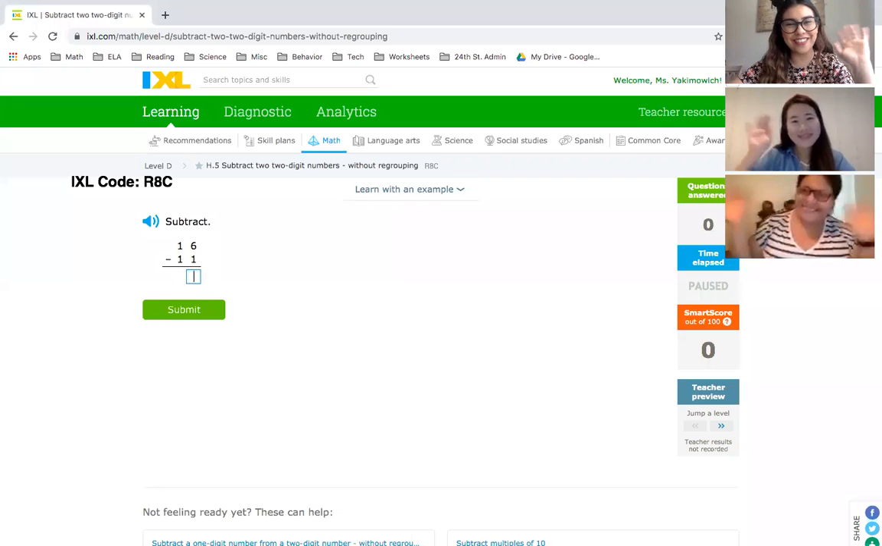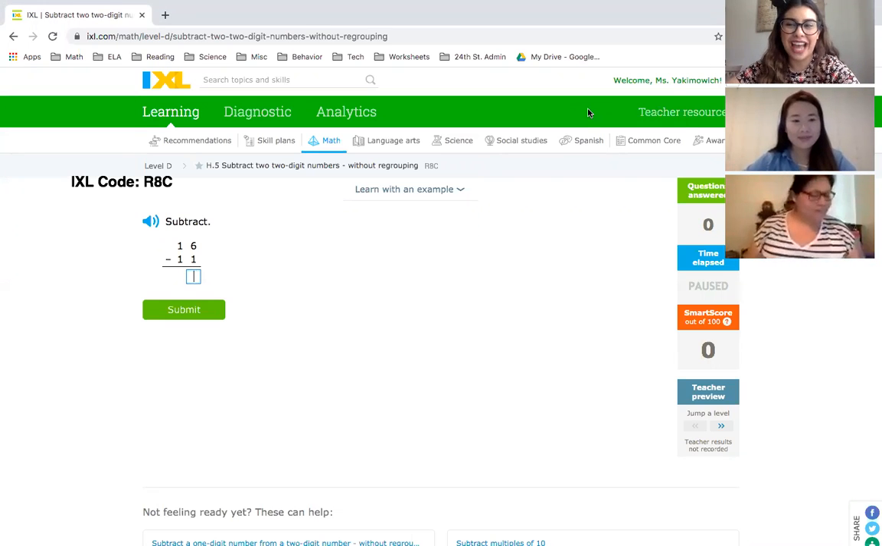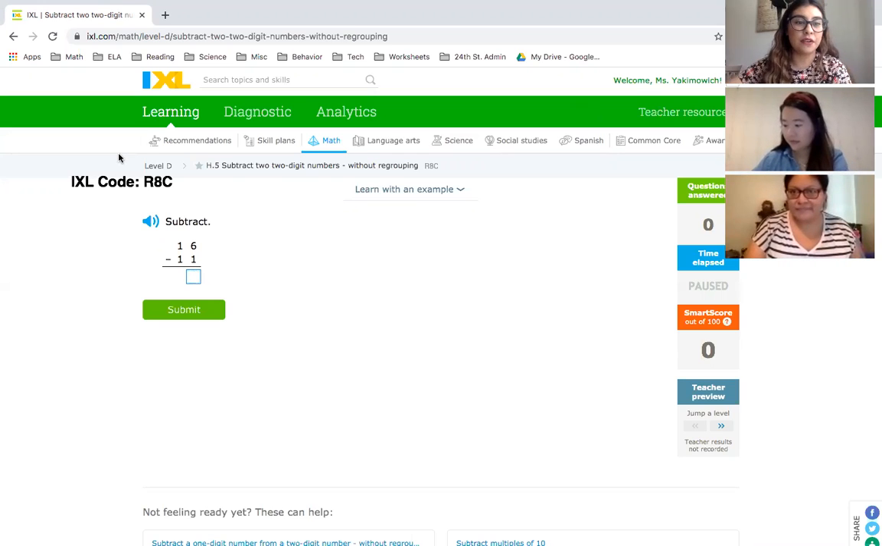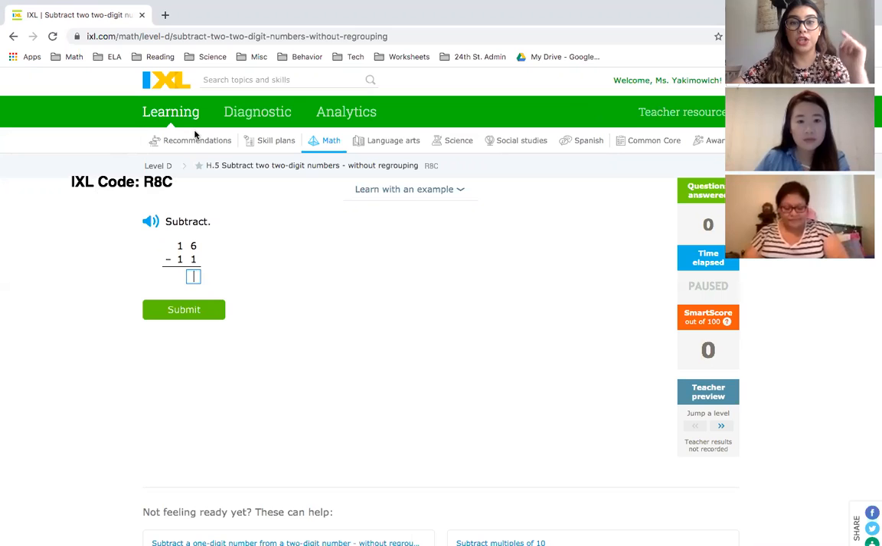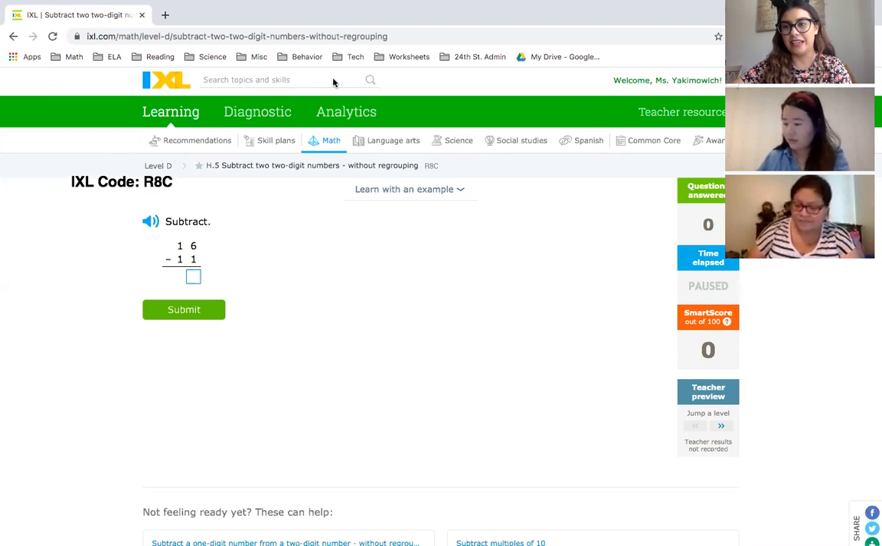Hi everyone, welcome back. Today we're gonna have our math lesson and it's gonna be on IXL. Our math lesson for IXL, the code is R8C. So if you have your IXL, you can go to the top of your iPad and find the little magnifying glass, that means search, and then type in R8C. Make sure it's capitalized. I'm not sure if that affects anything, but it's probably best.